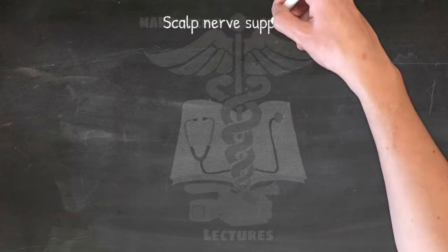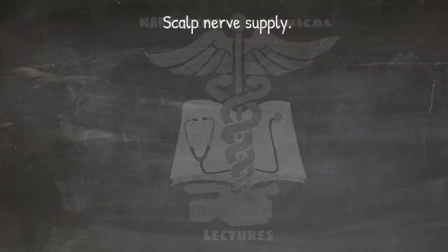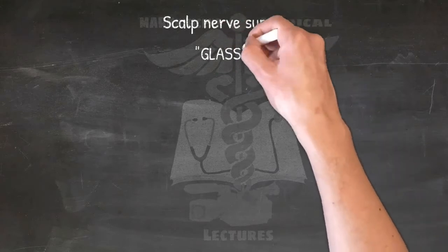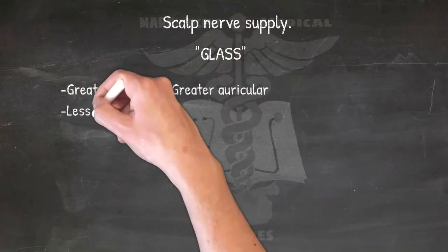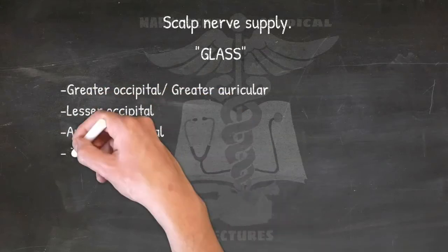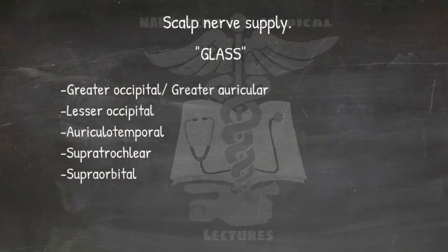Scalp nerve supply. Glass. Greater occipital, greater auricular, lesser occipital, auriculotemporal, supratrochlear, and supraorbital.